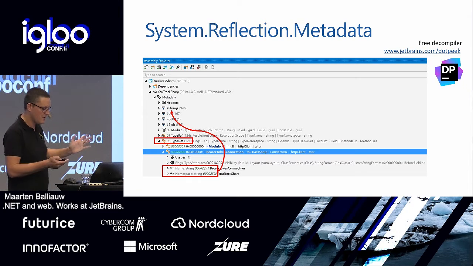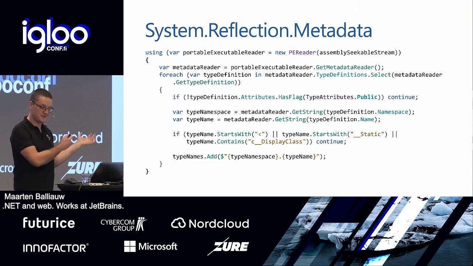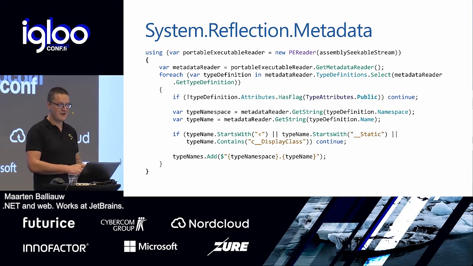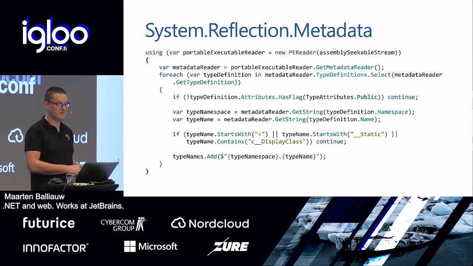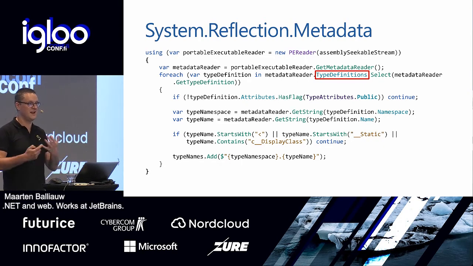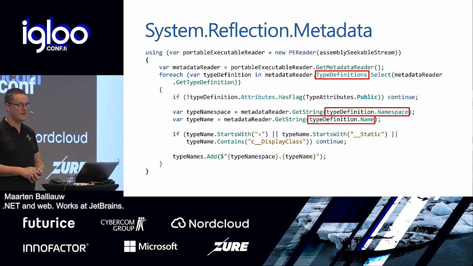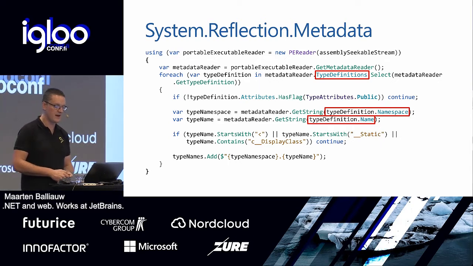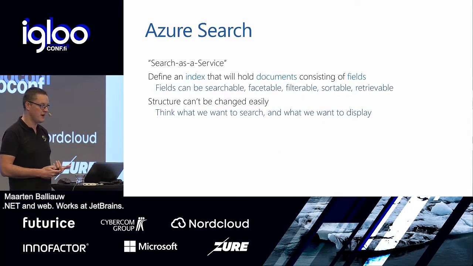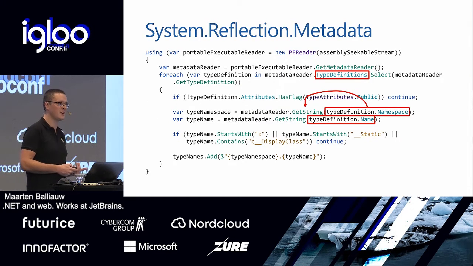I know, quite complex. I'll make it worse using some code. I have a PE reader there, which is coming from that System.Reflection.Metadata class. And what we do is enumerate the type definitions in the assembly that we just opened. For every type definition, we read the type definition namespace and name as a pointer. And then we use that GetString method to actually get the data for that pointer, and then we can use that to index our class.